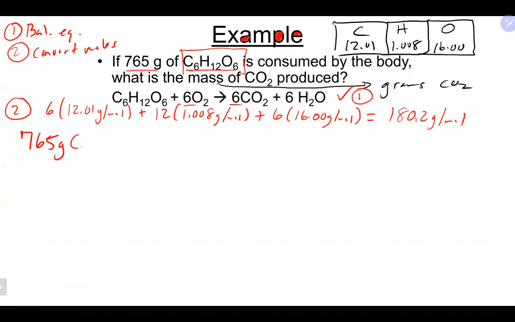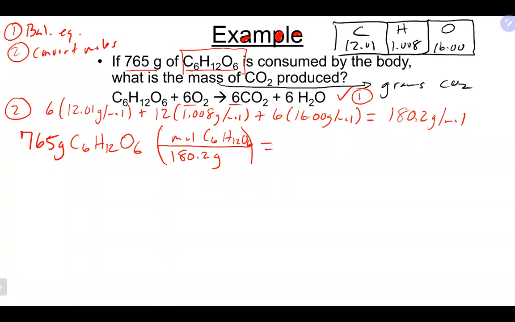765 grams of C6H12O6. Using again the molar mass from the periodic table. That again is really our conversion factor to go from grams to moles or moles to grams, whichever way you're going. In this case, we want the grams to cancel, so we're going to put our number on the bottom there and our moles up on top.